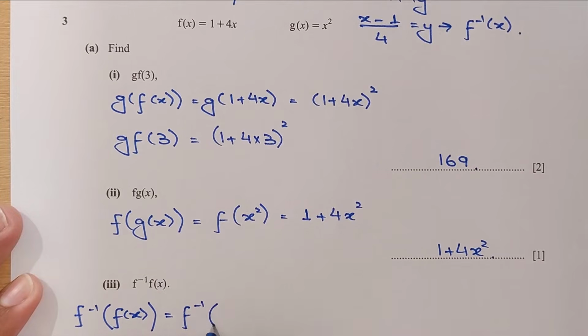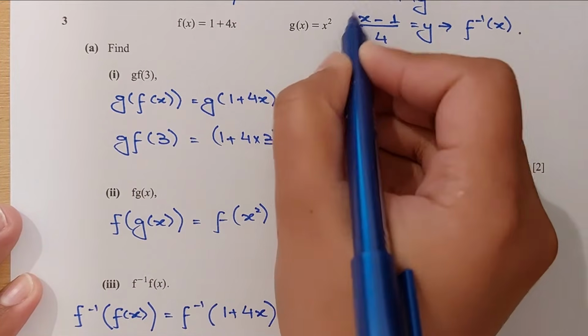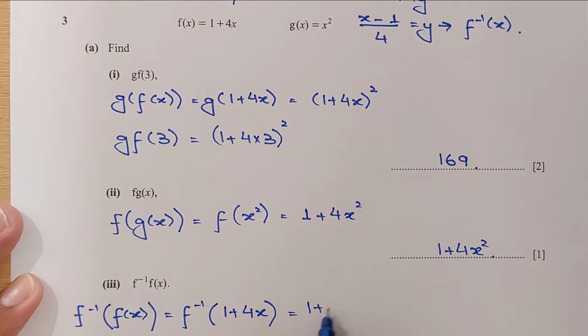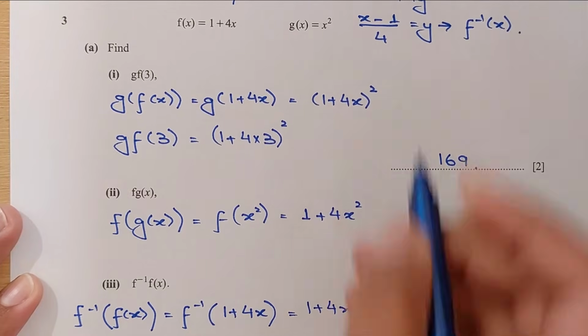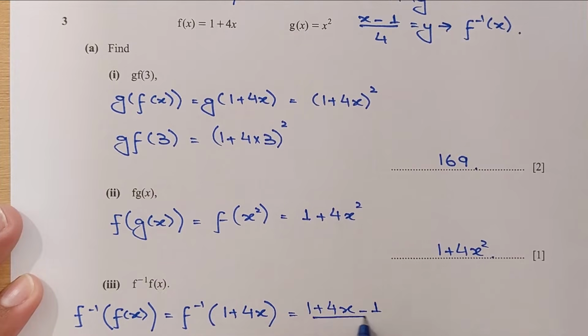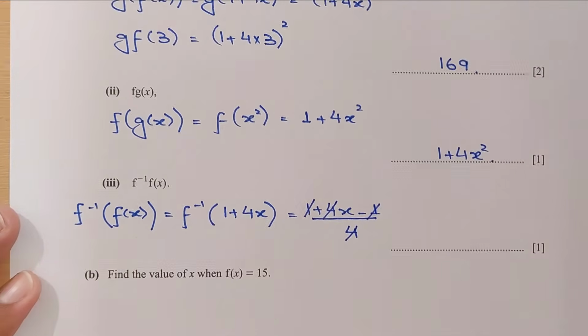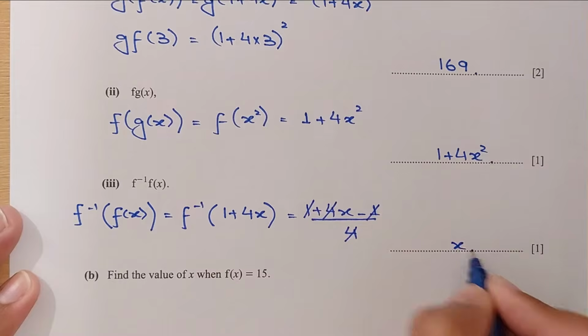F inverse of f of x is 1 plus 4x. This is what we have to take as an x, so put it over here. So 1 plus 4x is the x value, minus 1, divided by 4. So we can cancel 1 and 1, 4 divides 4, and so the answer is x, right?